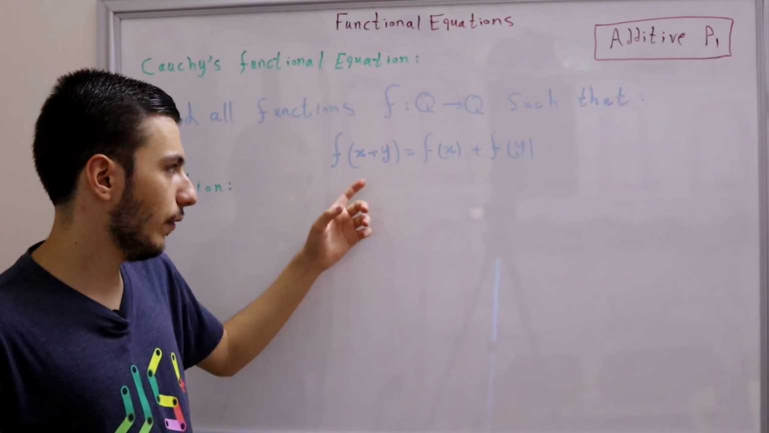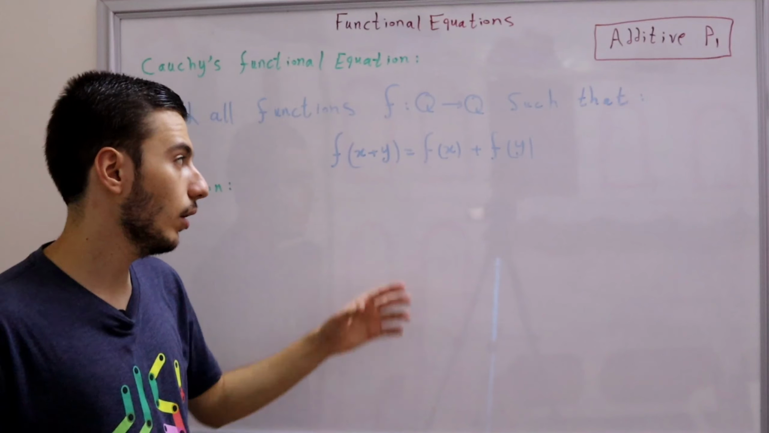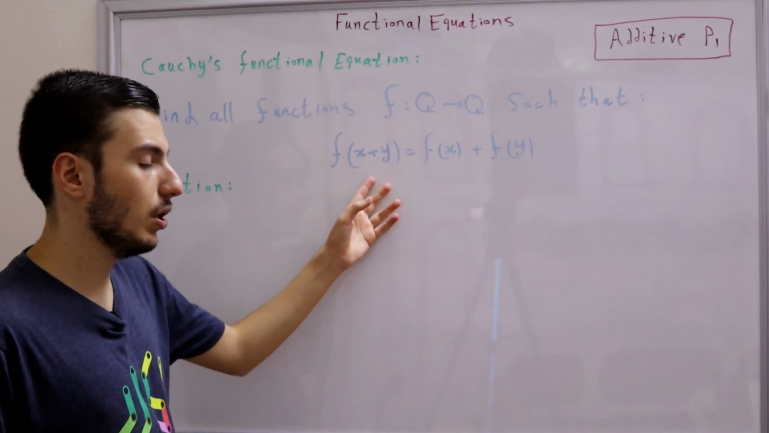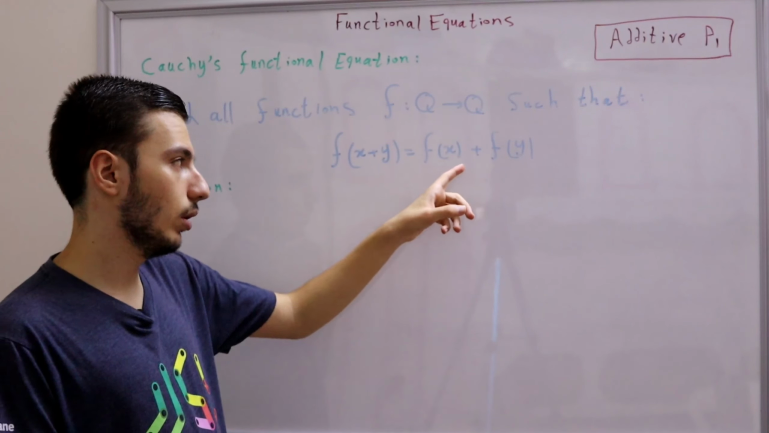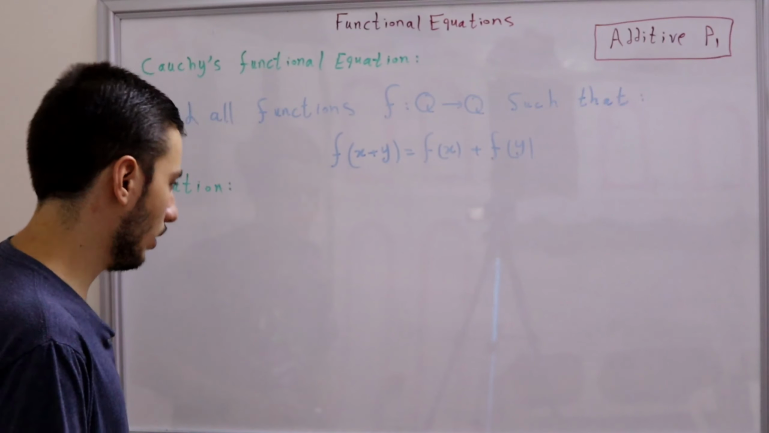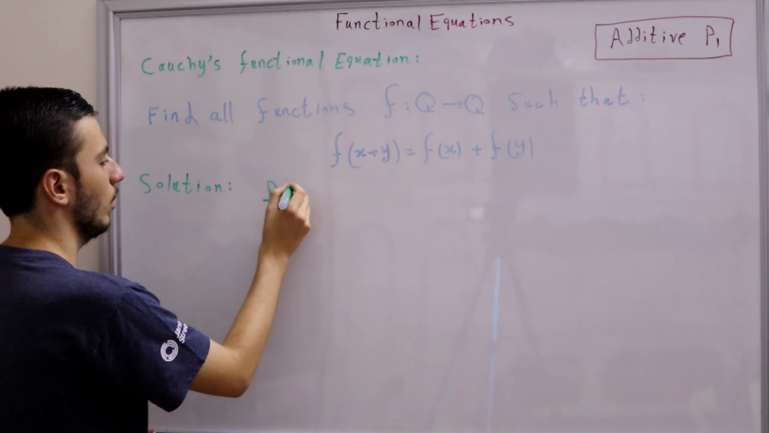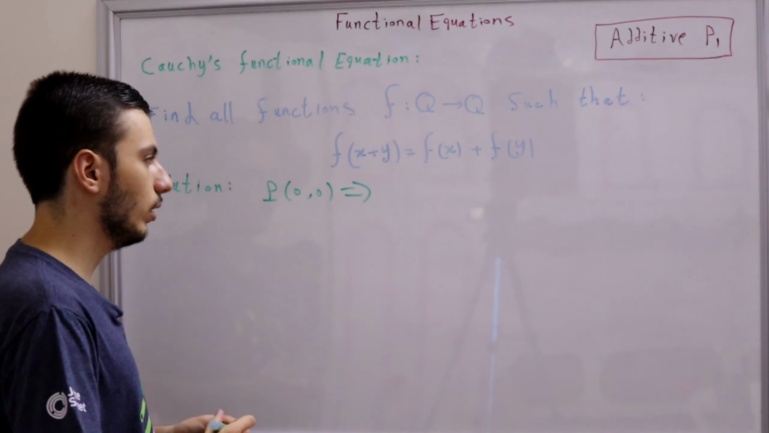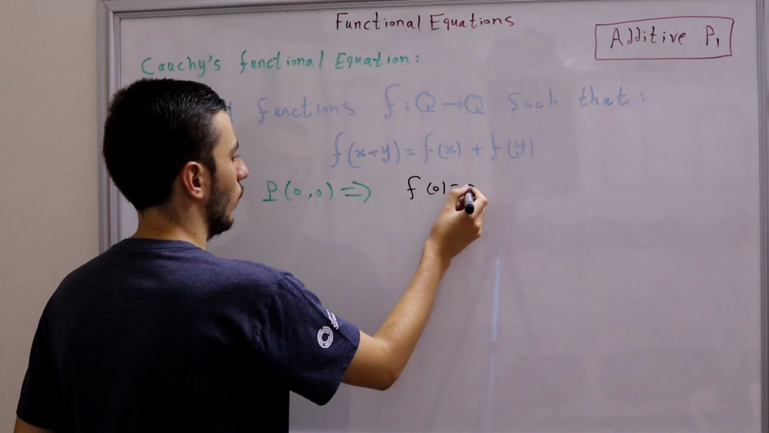So the first step is just like we are used to doing, and that is substituting with small numbers. So let's start by substituting 0, 0, because if we substitute 0, 0, we're going to get f of 0 is equal to 2 times f of 0, and that means that f of 0 equals 0. Okay, so that is a nice result. So we substituted P(0, 0), and that tells us that the value of f of 0 is simply 0. Great.